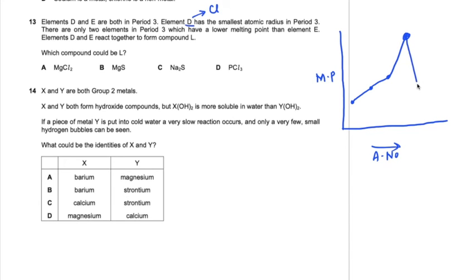And then phosphorus, then sulfur, then chlorine, and then argon. So this is silicon, this is phosphorus, this is sulfur, this is chlorine, and this is argon. So phosphorus is at the third position. So E is phosphorus and D is chlorine. Your answer is D.